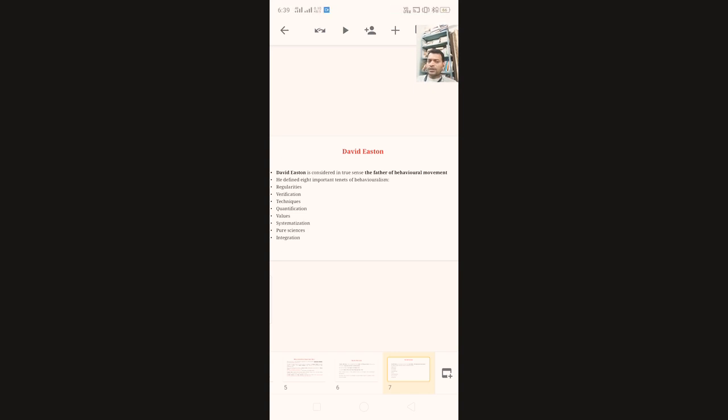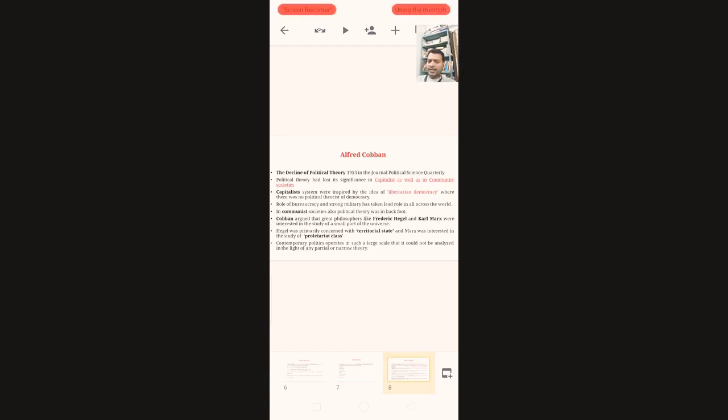Please remember, sometimes in examinations they may ask you what are the 8 important tenets of behavioralism. So please remember these 8 tenets. This is very, very, very important for the purpose of competitive examinations. By these 8 tenets we can see that David Easton is basically trying to make political science studies or political theories more like a natural science rather than a social science.